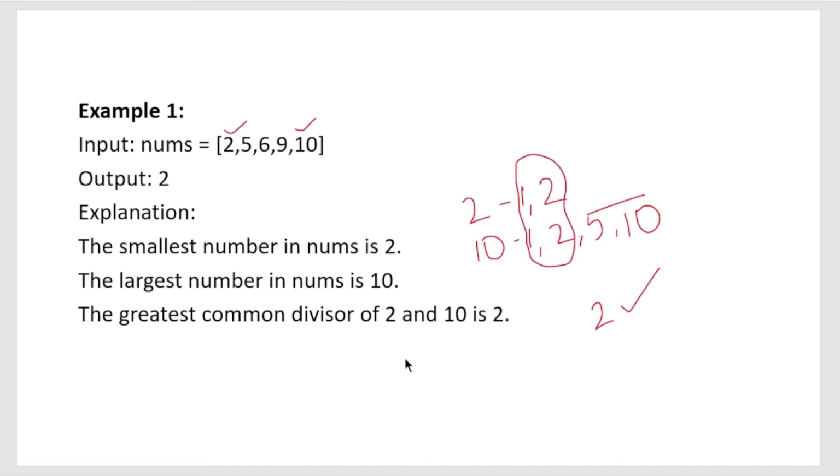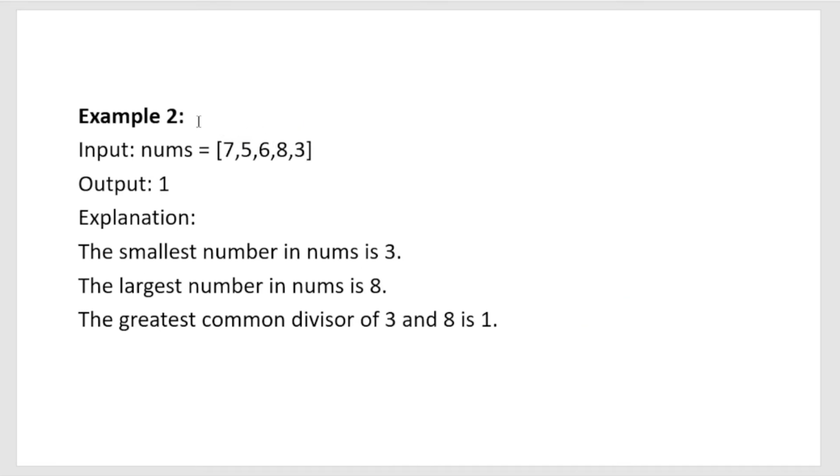Let's see some more examples now. So here is one more example, taking an array nums 7, 5, 6, 8 and 3, and the output will be 1. So again we need to consider the smallest number, that is 3, and the largest one, that is 8. So here 3 and 8 don't have any common divisor other than 1. So the output will be 1 itself.